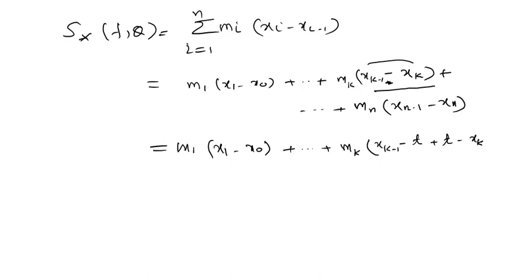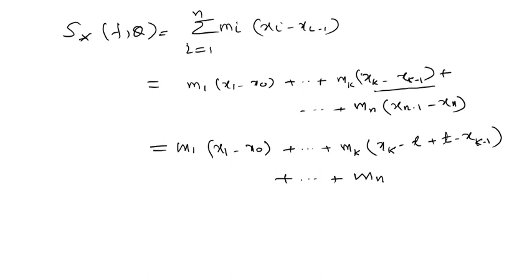Okay, it is not correct here. You should write first xk then xk minus 1. Okay, this is here xk minus 1, and here you write xk minus t plus t minus xk minus 1, plus the rest of the points. For those, they are the same partition points, there you don't need to change anything.